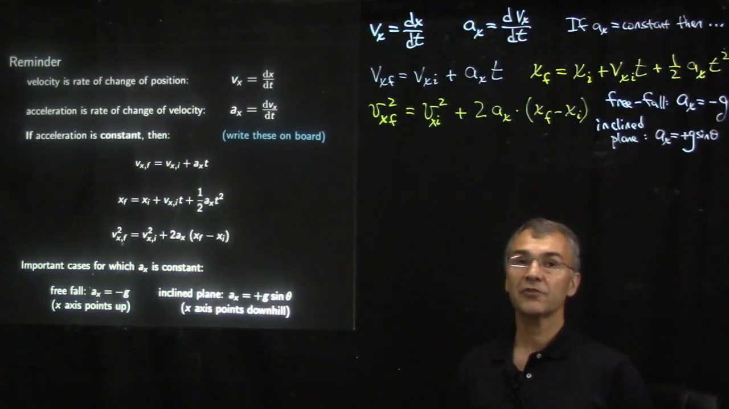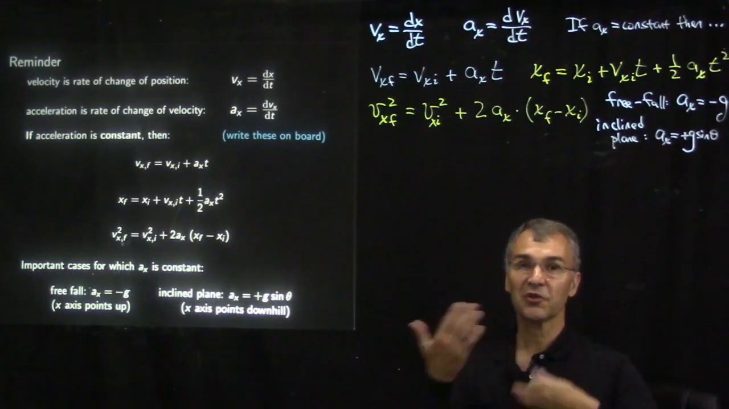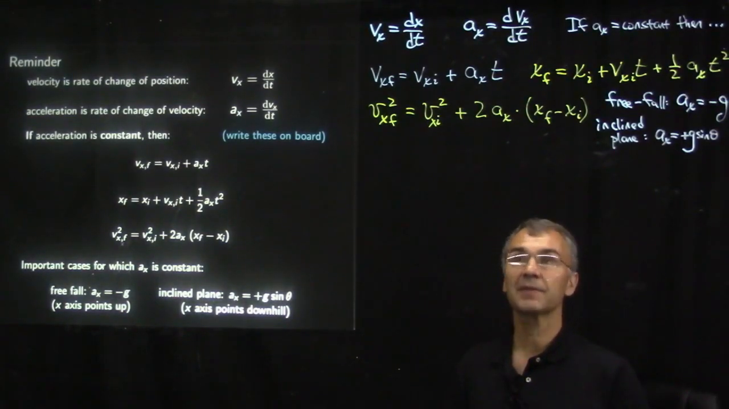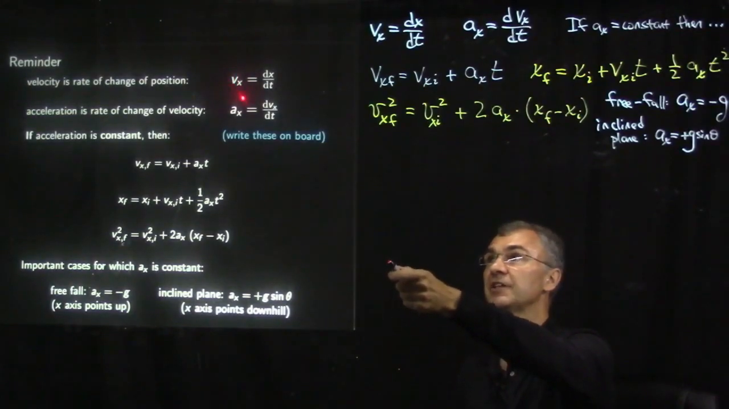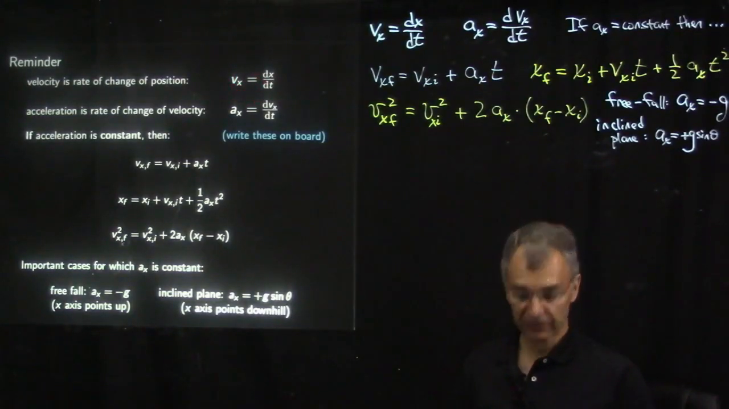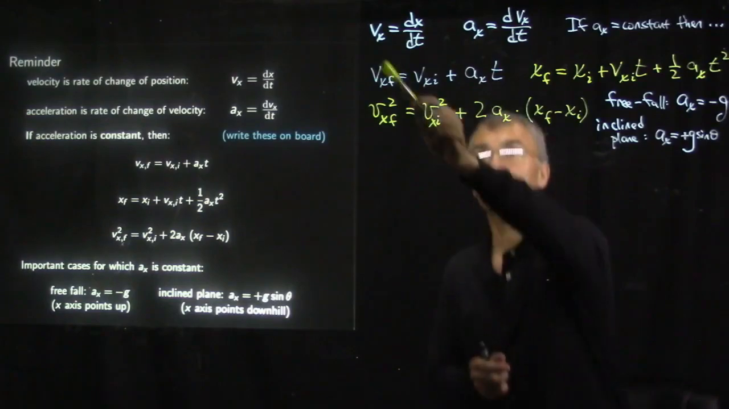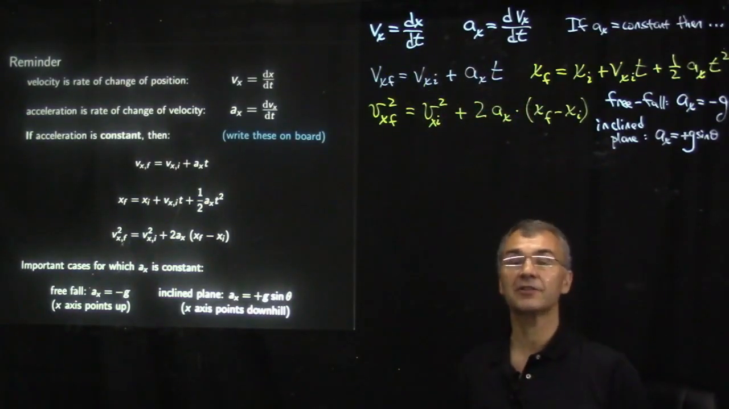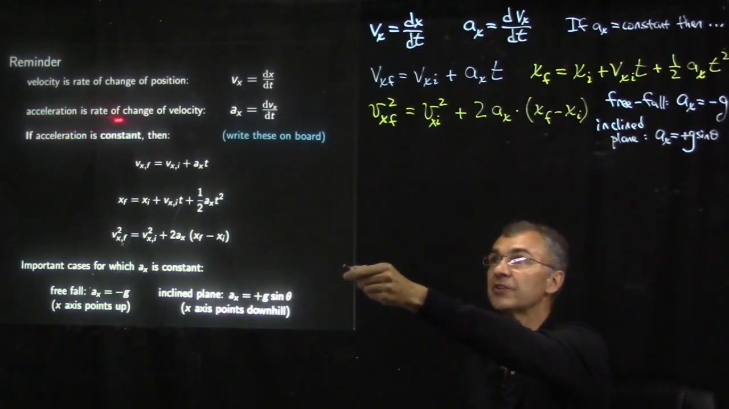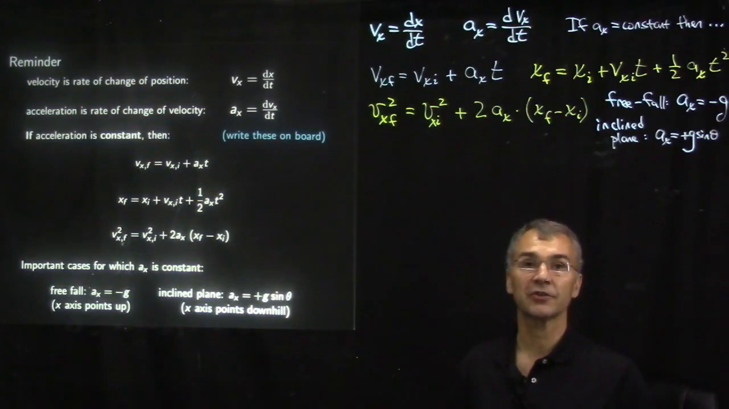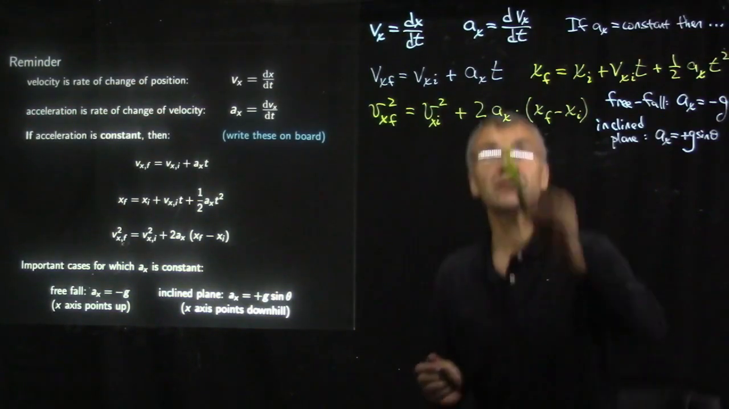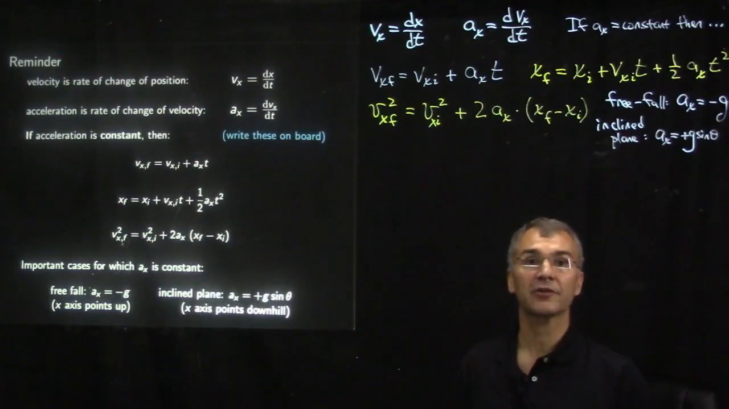Okay, let's sum up the results to date. So velocity is the rate of change of position. So v sub x is dx by dt. Acceleration is the rate of change of velocity. So a sub x is dv sub x by dt.